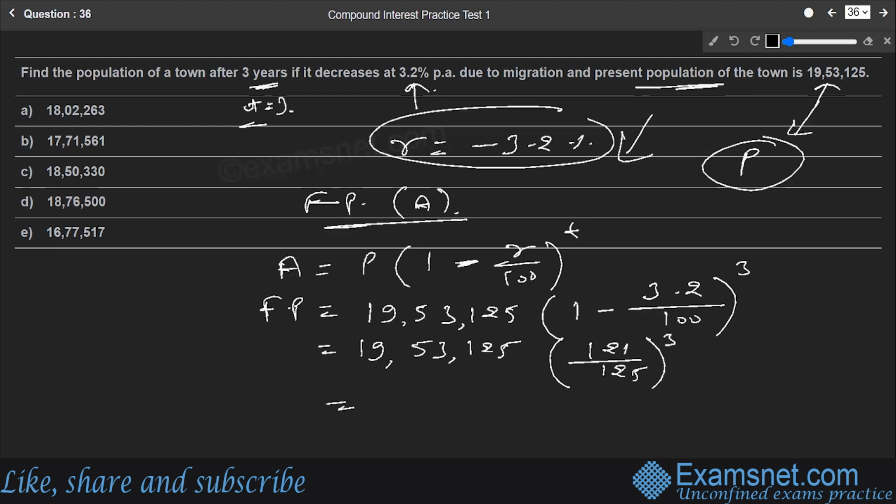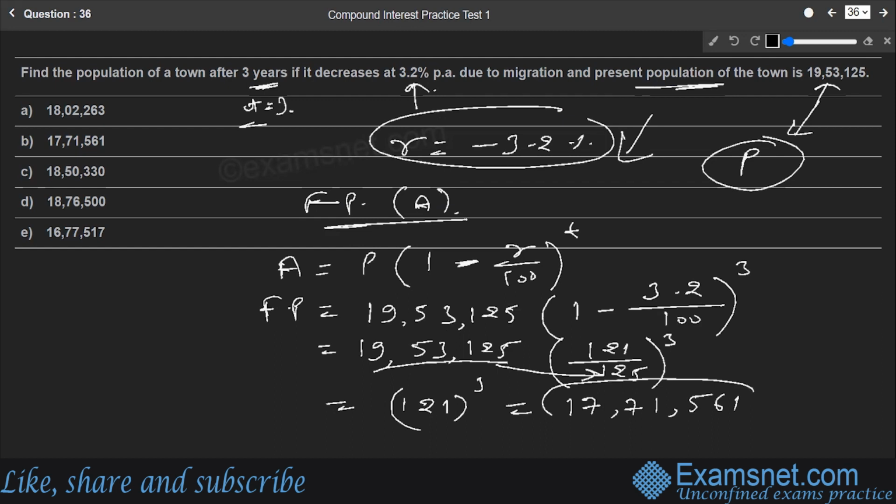If we solve this equation further, this is coming out to be actually 121 whole cube, because this 19,53,125 is nothing but the perfect cube of 125. So that will be cut away. So the only thing that is left out is 121's whole cube, and the value of that is 17,71,561. So that is going to be the final answer. 17,71,561 will be the final population if the decrement continues for 3 years, and that is available in option number B, and is the right answer.